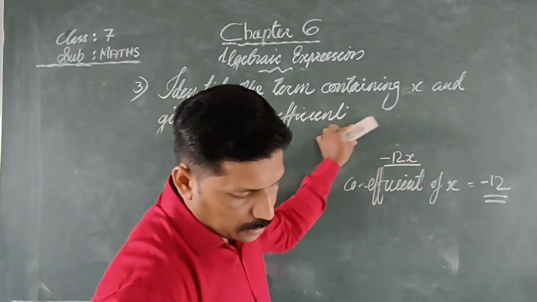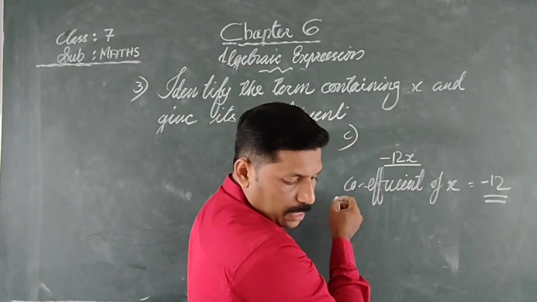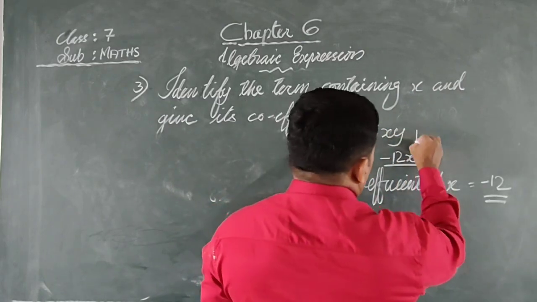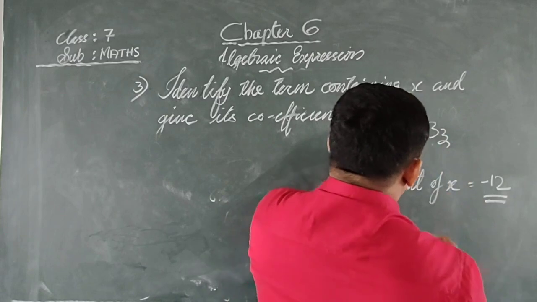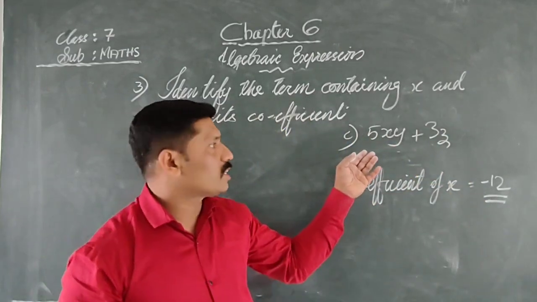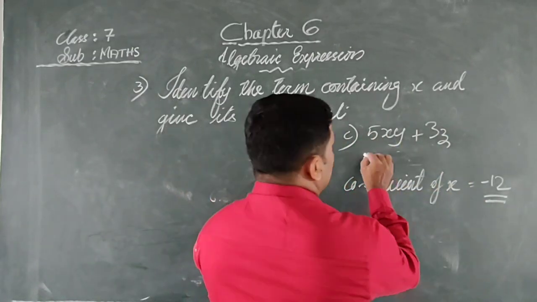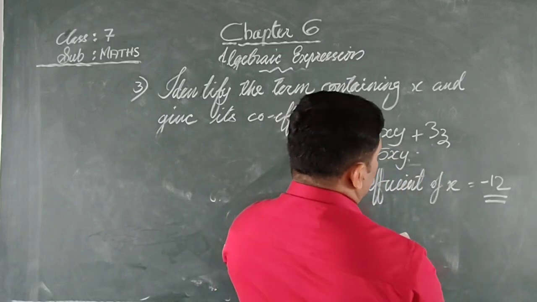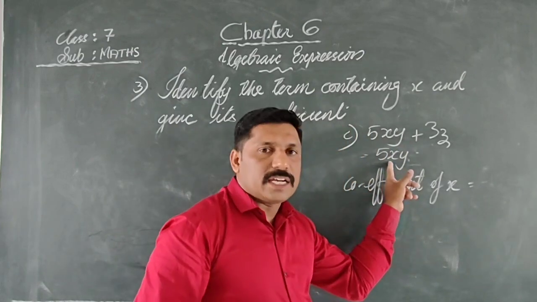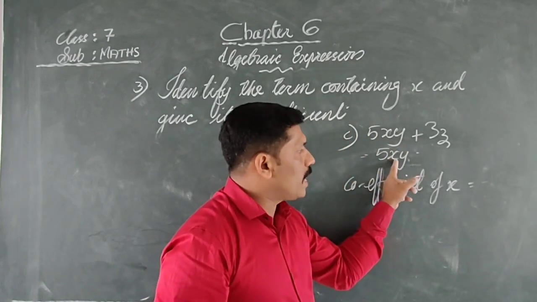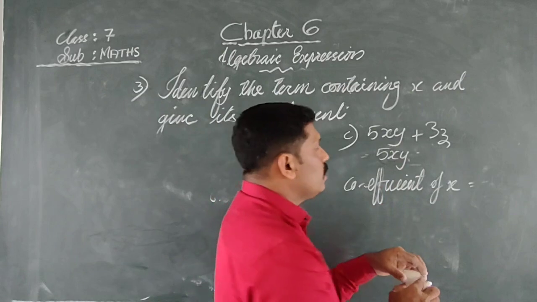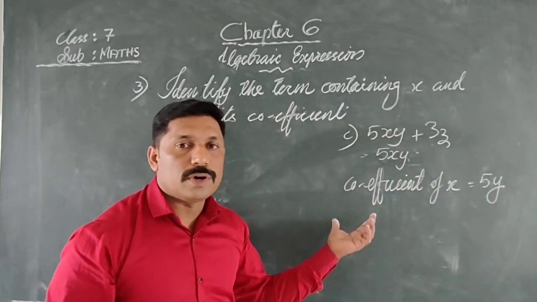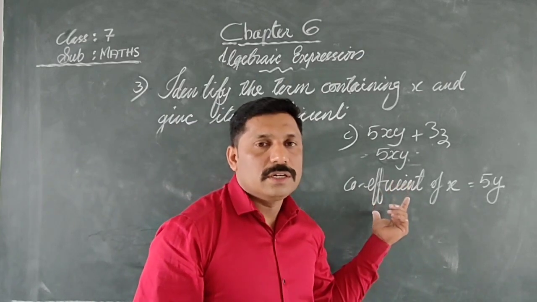Question number C, that is 5xy plus 3z. In this expression, which term has x? 5xy. This term has x. And we want to write the coefficient of x, so we avoid this x and write the rest of the factors. That means 5y. 5y is the coefficient of x. So the remaining questions you can do yourselves.